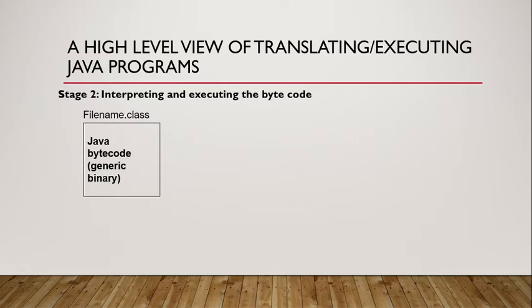Stage 2. Interpreting and executing the bytecode. A point to keep in mind is that bytecodes are non-runnable codes and rely on the availability of an interpreter to execute, and thus the JVM comes into play. Bytecode in Java is the reason Java is platform independent.